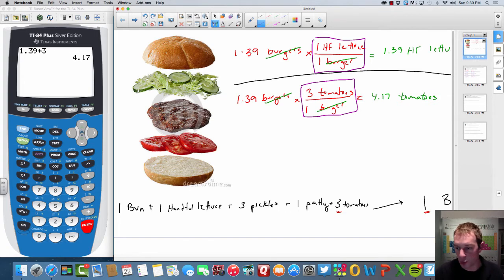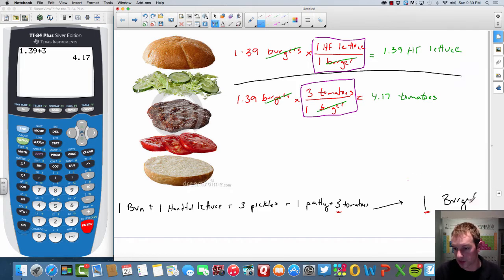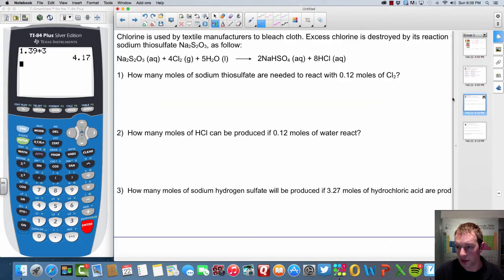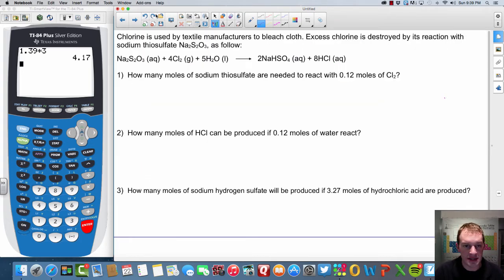Instead of making only one burger, here we wanted to make 1.39 burgers. Come back over here to this example, and we can see that instead of requiring 4 moles of Cl2 here, I'm pointing at the board again, 4 moles of Cl2, we only need 0.12 moles of Cl2. So how are we going to set this up?